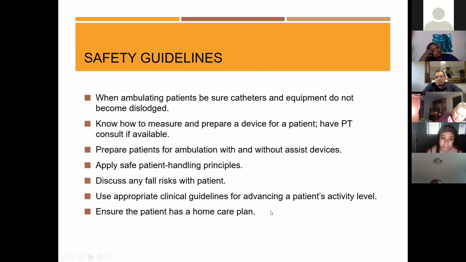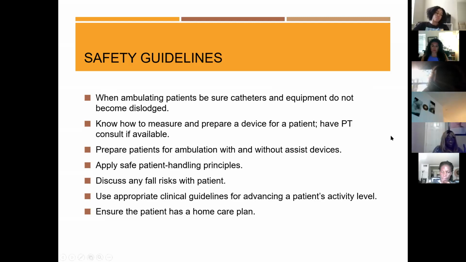All right. If you are going to ambulate your patient, let's just say they're in the hospital, they may have IVs, they may have catheters. They may have an EKG going, you never know. But make sure when you get ready to ambulate your patient that any of that equipment they have on them does not get dislodged, all right? Because we don't want to cause any injuries, right?